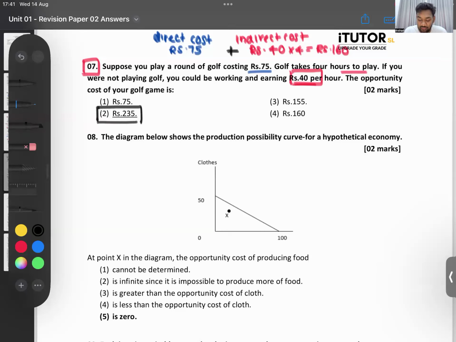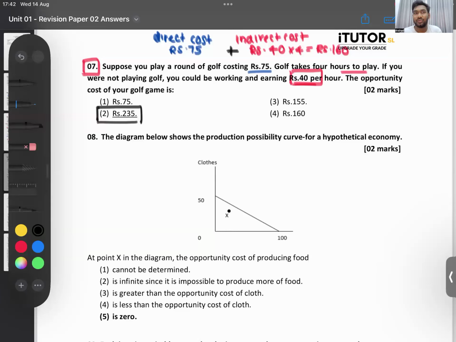It's not 75 into 4, because they are not saying 1 hour of golf is 75. They are saying 1 round of golf is 75. That round will take 4 hours. It can't be just 160, because opportunity cost is direct cost plus indirect cost. Remember, we learned that in unit number 4 in detail.